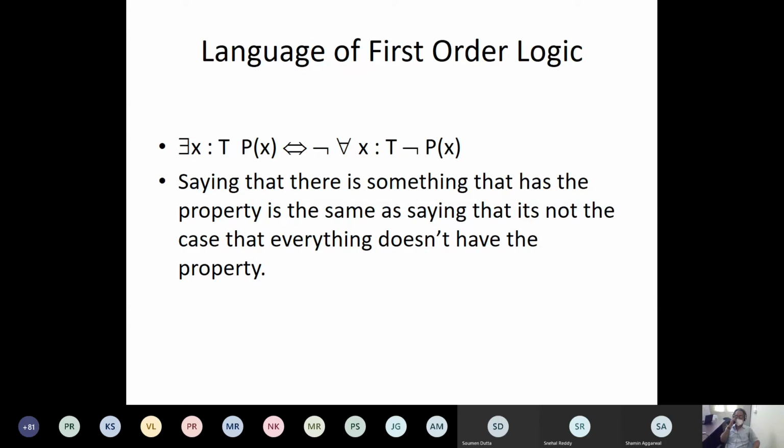All right? This is important because if you want to take negations inside some parentheses, just as you do for AND and OR, you change the ANDs to ORs, and ORs to ANDs, and the individual terms you simply negate. Similarly, you change there exists to not for all, and for all to not there exists, and not for all you replace with there exists, and not there exists you replace with for all.